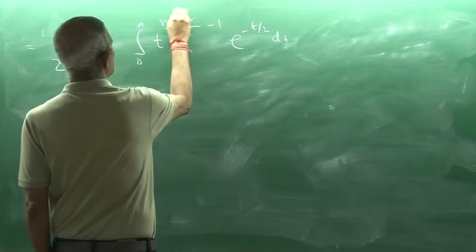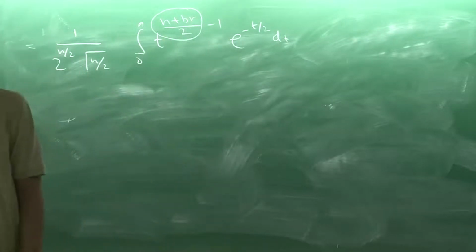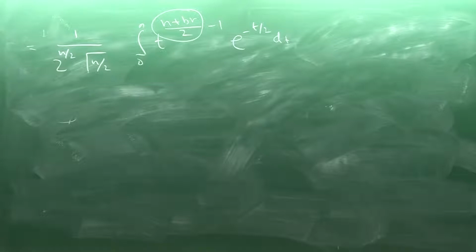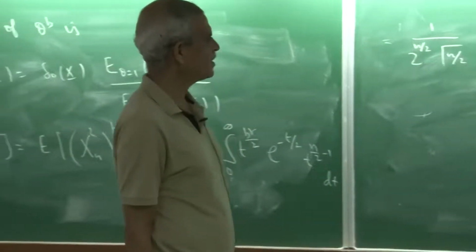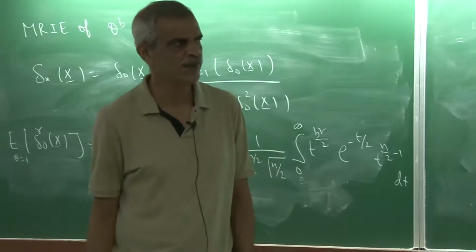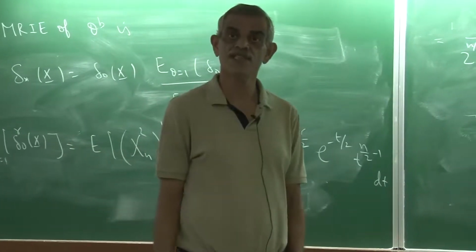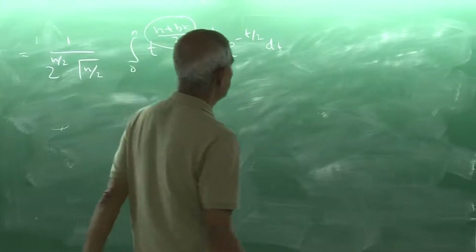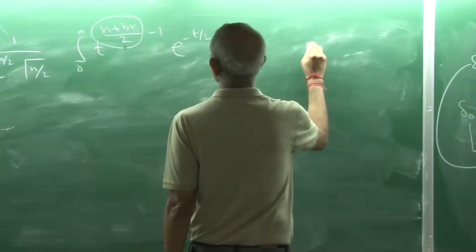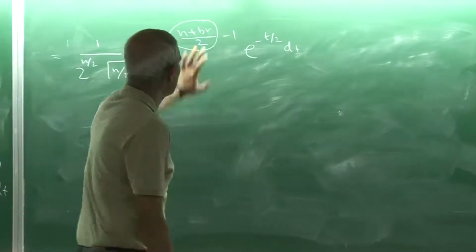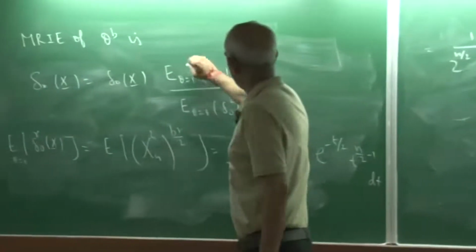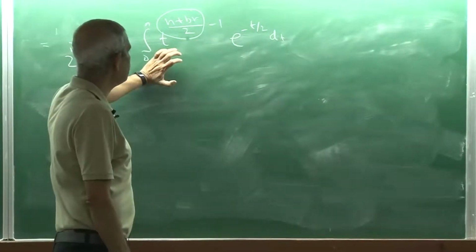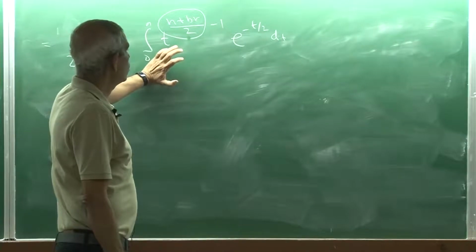Now for this integral to exist, this quantity should be positive by the property of the gamma function, because the integral 0 to infinity of e to the power minus t, t to the power alpha minus 1, is convergent only when alpha is positive. So what I need is n plus br by 2 should be positive. And it should happen for r equal to 1 and r equal to 2, because I'll need delta naught x and delta naught square x. So that means r equal to 1 should be positive, so n plus b by 2 should be positive.